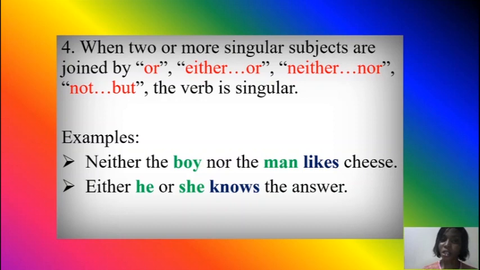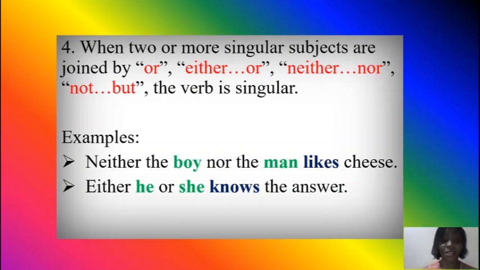Man is also a singular subject. And as you can see, these singular subjects are joined by neither nor. So in that case, the verb that such a subject should take on should be a singular verb. Neither the boy nor the man likes cheese. Not like cheese, no, likes cheese. It must be a singular verb.